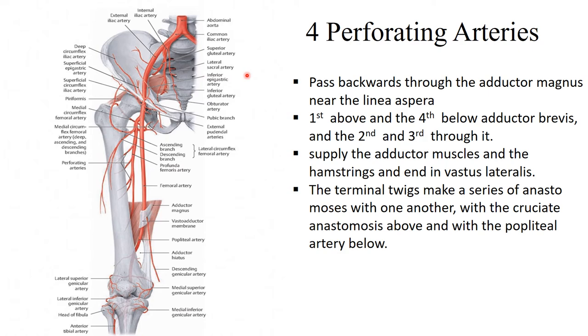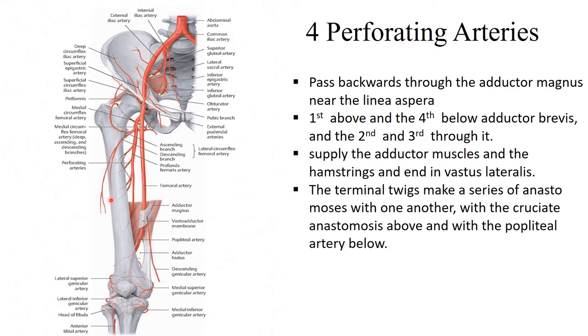Now the first perforating artery passes above the adductor brevis, and the fourth perforating artery passes below the adductor brevis, and the second and third pass through it. And these supply the adductor muscles and the hamstring, and they move posteriorly, and then when they wind around laterally, they finally end in the substance of the vastus lateralis.